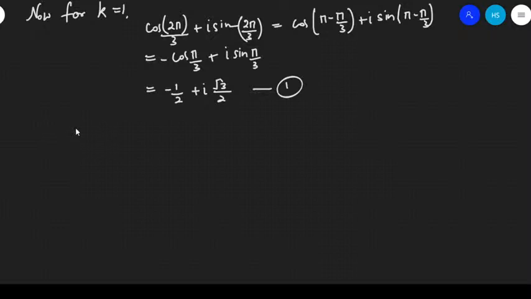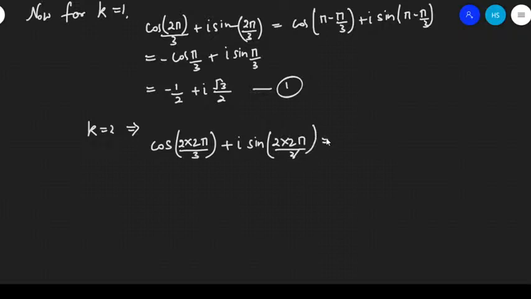Now for k equals to 2, it will be cos 2 into 2 pi by 3 plus iota sin 2 into 2 pi upon 3, which can be further written as cos 4 pi upon 3 plus iota sin 4 pi by 3.